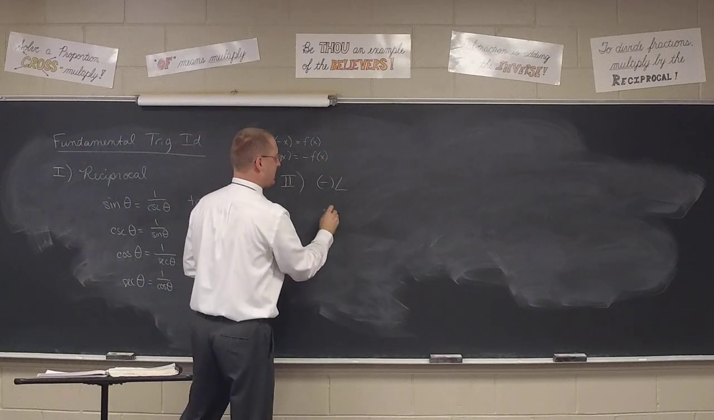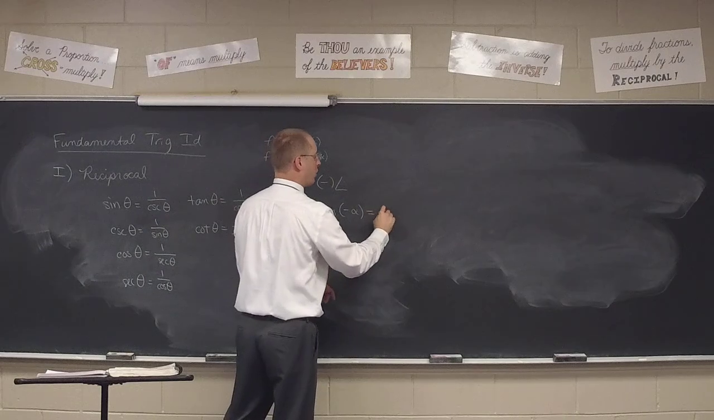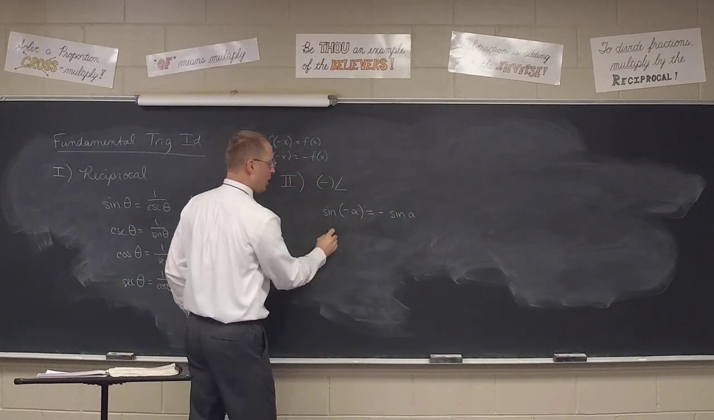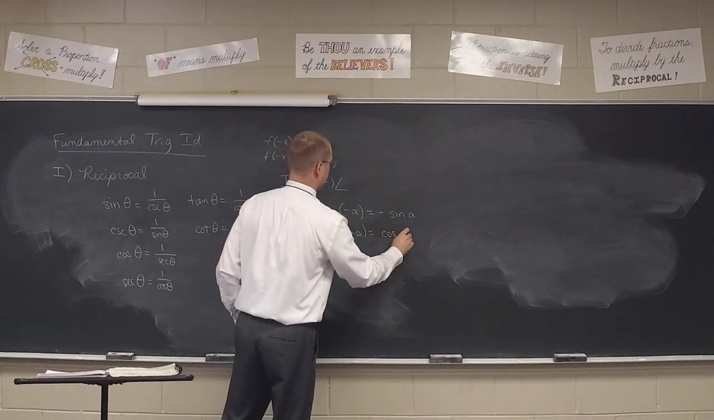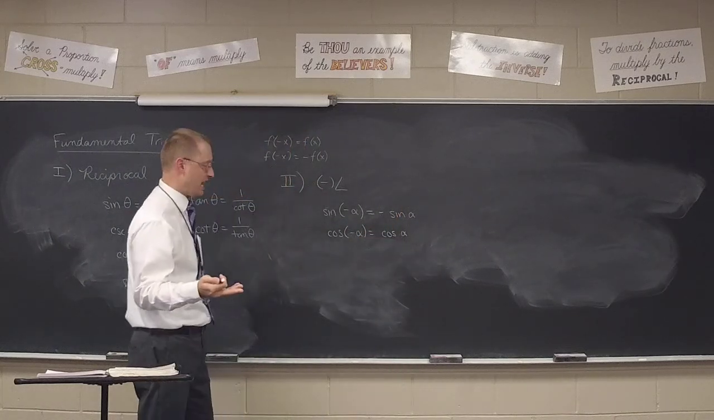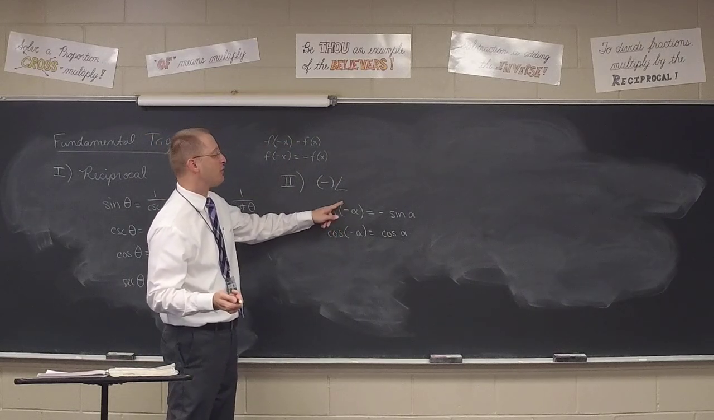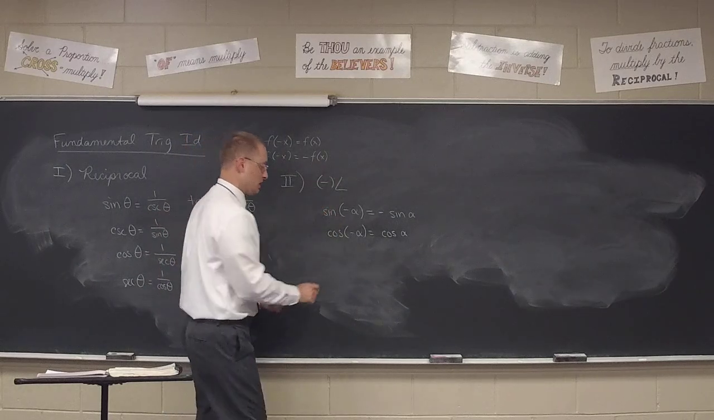So sine of negative alpha, since sine is odd, must equal negative sine alpha. But cosine of negative alpha just equals cosine of alpha. The negative goes away. On the sine, because it's an odd function, it's as if the negative moves to the front. But on the cosine, it just vanishes.